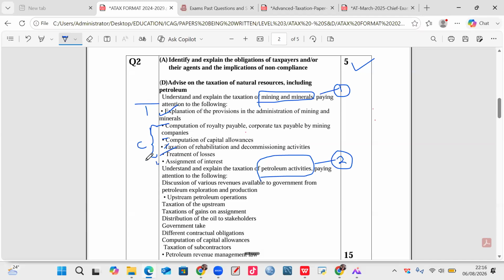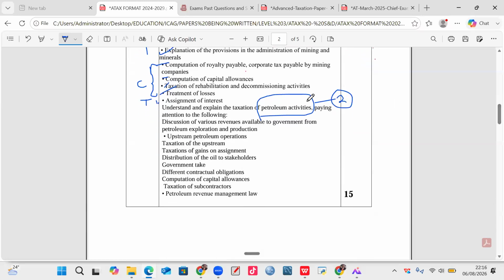When it comes to petroleum also, understand and explain the taxation of petroleum activities, paying attention to the following. Discussion of various revenues available to the government, this theory. From petroleum exploration and operation, this theory. Upstream petroleum operations, this theory. Taxation of the upstream, taxation of gains on assignments, distribution of the oil to the stakeholders, government stake, different contractual obligations, all these 3 computations. Computation of capital allowance and other petroleum, taxation of subcontractors. There can also be computation here. Petroleum revenue management law, this theory.